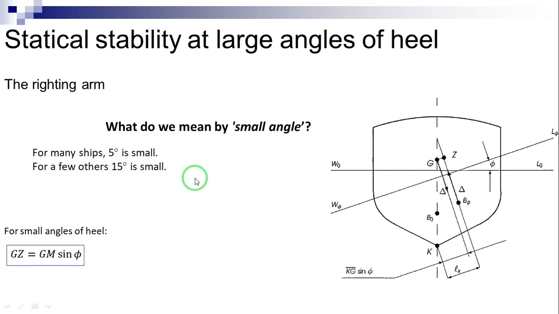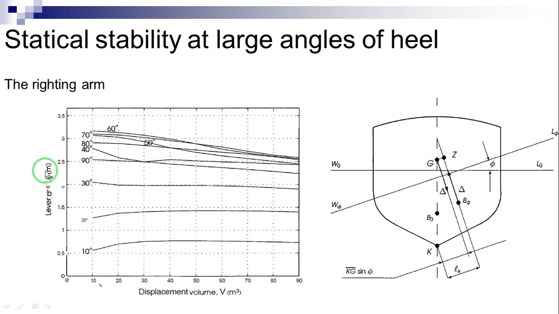A useful way of plotting the LK values is shown in this figure. Here, the LK curves are plotted as functions of the displacement volume nabla for a set of constant heel angle values. Thus, we have a curve for phi equals 10 degrees, one for phi equals 20 degrees, and so on. To use this equation for a given displacement volume, say nabla 0, it is necessary to draw a vertical line nabla equals nabla 0 and read the values where this line crosses the curves. Hence the term cross curves of stability.